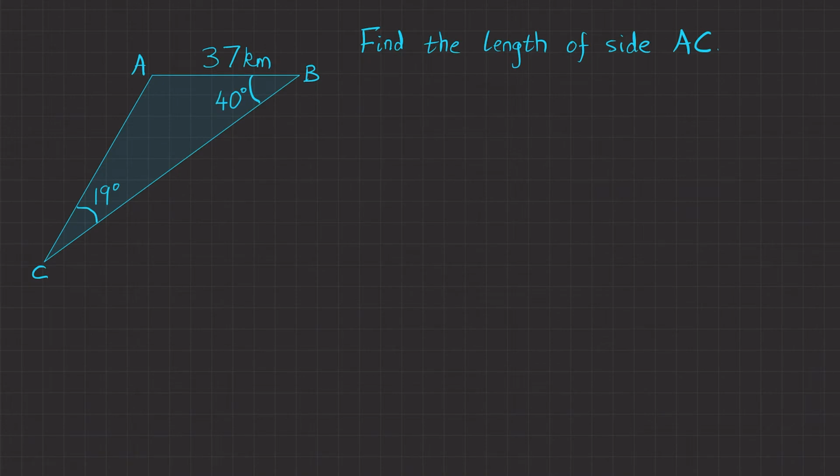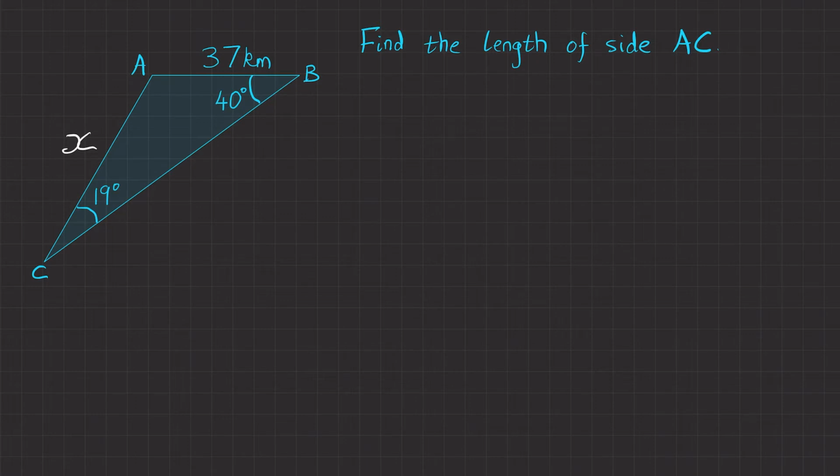Our second example, before it's your go, says find the length of side AC. So length AC, so this one here. And what I'm going to do is call it X, so we can visually see a lot easier which one we're trying to find. So we've got this side here, which is actually side B, and we've got angle B. So we've got a corresponding pair, and we've also got angle C and side C.